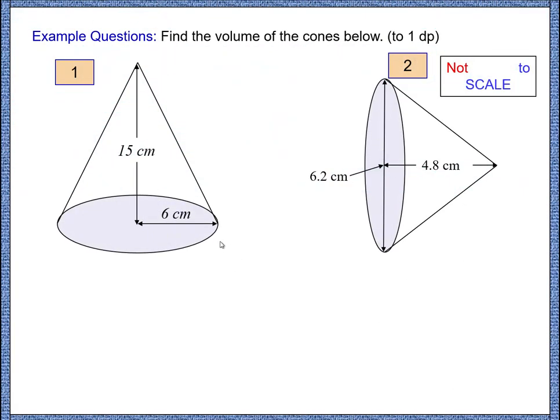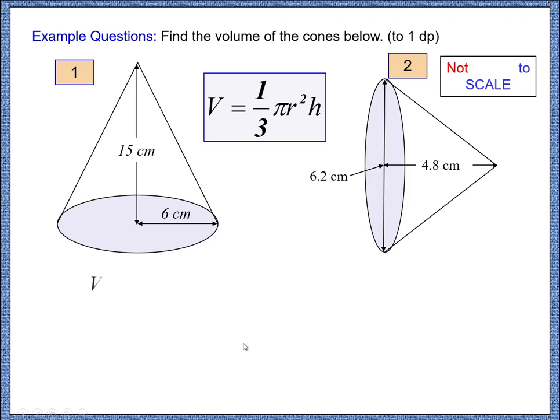Okay, a couple of questions then. Find the volume of the cones below. So volume is given by 1/3 pi r squared h. We always write that down. Radius is 6, perpendicular height is 15. So 1/3 times pi times 6 squared times 15. Plug that into your calculator and you should get 565.5 cubic centimeters.